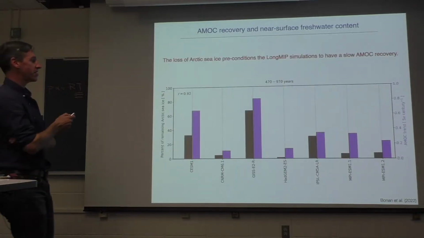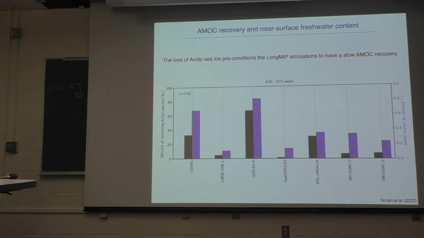So I know there's a lot of bars on here, especially late in the talk. So the one good takeaway message here is this second to last figure. Here are the 7 different models. Here's this key period where we start to see a recovery between about 500 and 1,000 years. This is the change in the AMOC trend. So this is a strong recovery. These are models with weak recoveries. And what we find is that it correlates very strongly with the percentage of remaining Arctic sea ice.